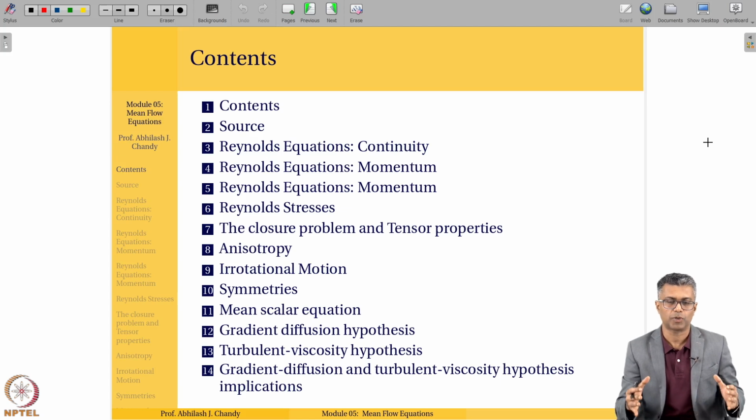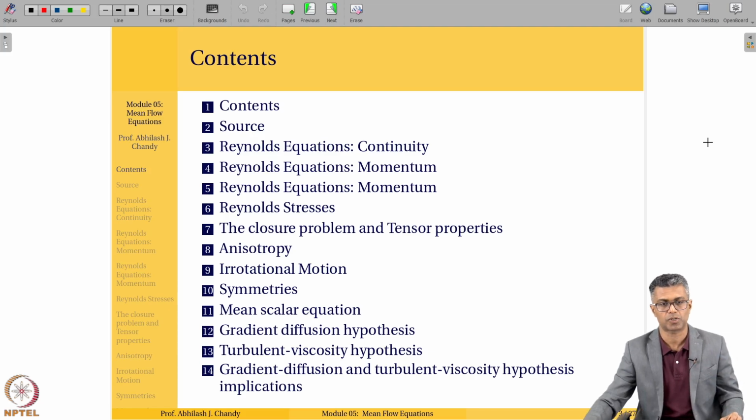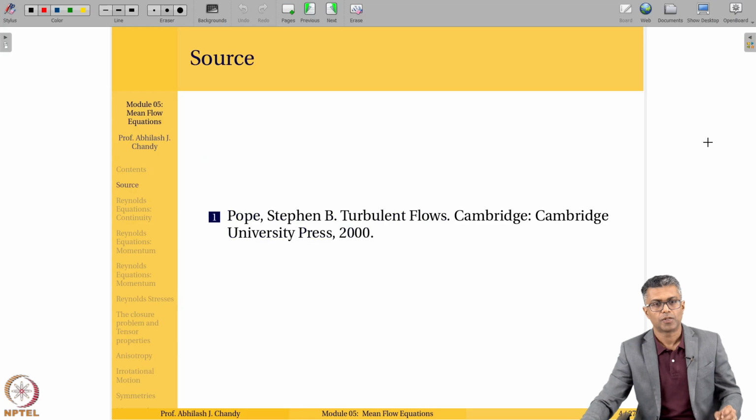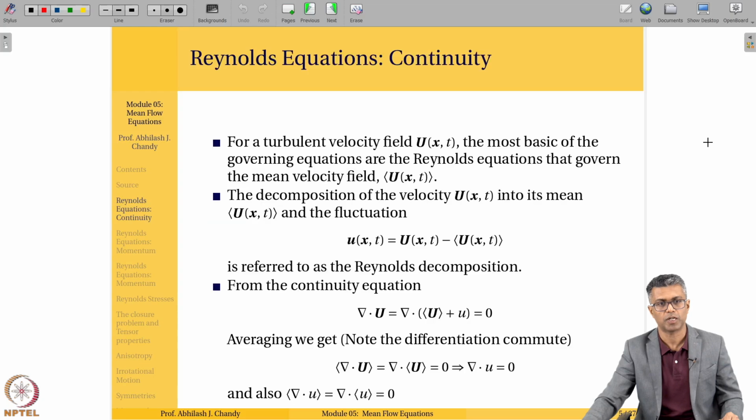So we're going to be dealing with a lot of math here, where you're mostly looking at the equations involved, and mainly the mean flow equations. The content in this module comes from Pope's Turbulent Flows book as well.